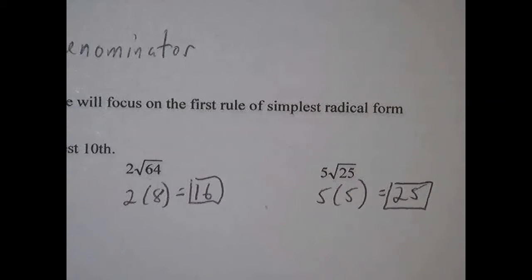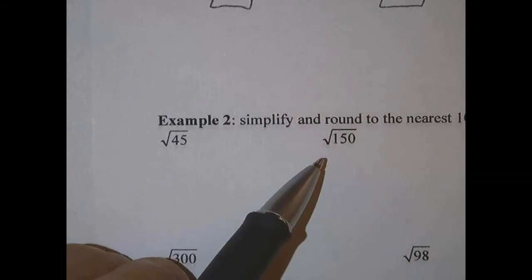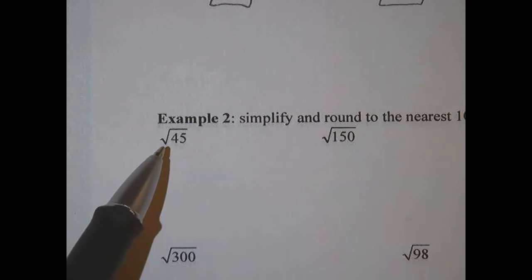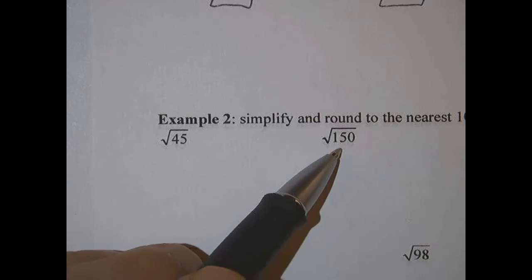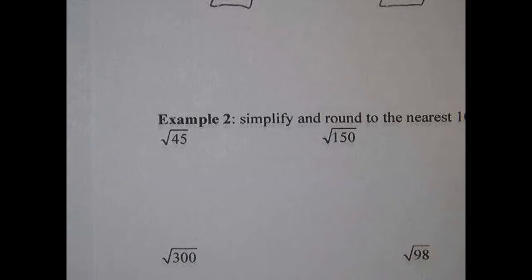Okay, let's look at the next examples, and this is where it gets more interesting. Let's look at these two. Neither one of these is a perfect square. We know that the square root of 49 is, but not the square root of 45. We know that 144, that's pretty close, but that's not the same thing. So we can't use those numbers.